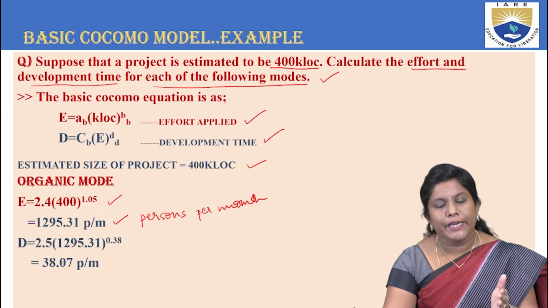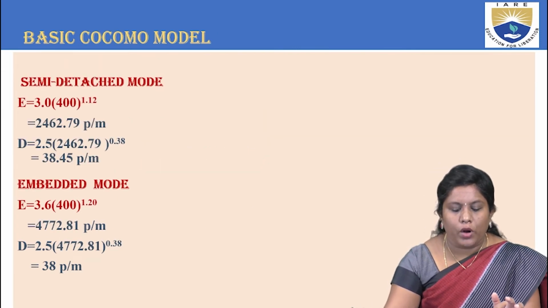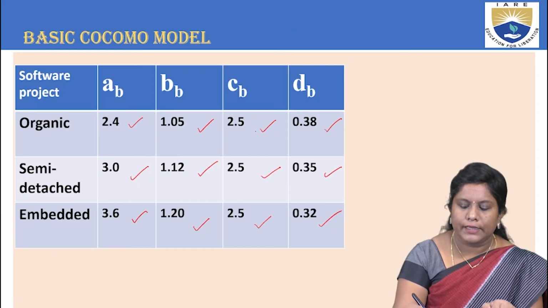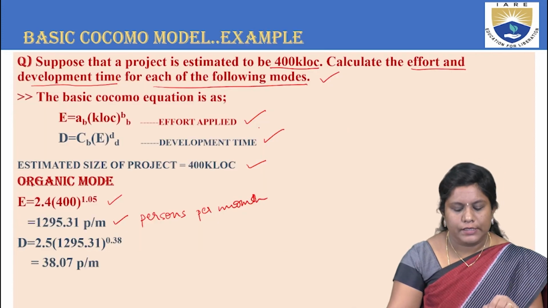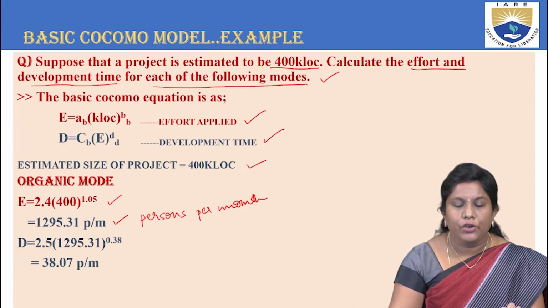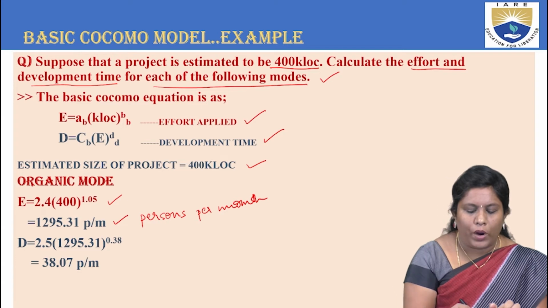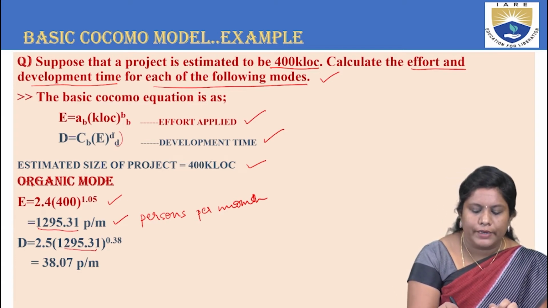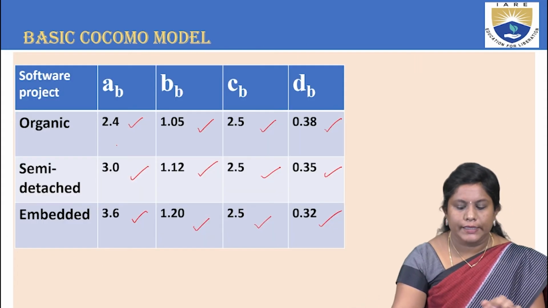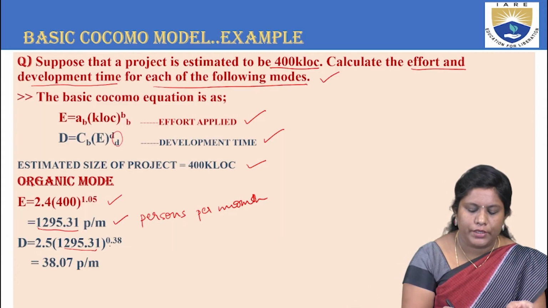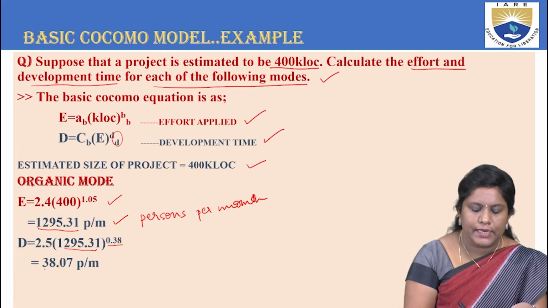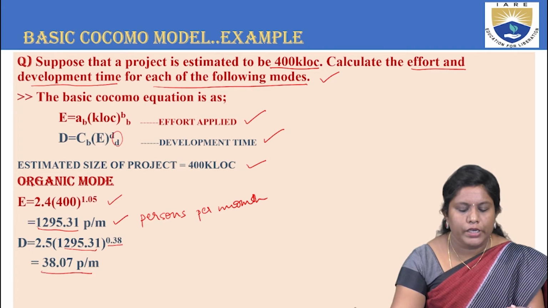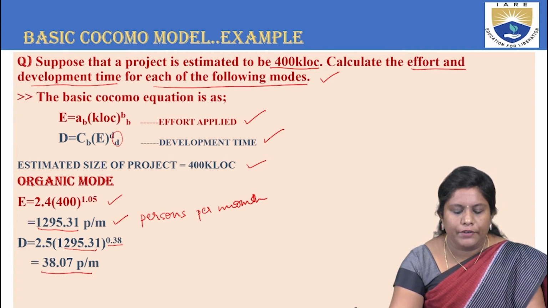Right? Next, same way D equal to CB. So what is CB for the organic mode? That is nothing but 2.5. Substitute 2.5 into the E value we have priorly got here, that is 1295.35, just substitute it here, and to the power of D, that is nothing but 0.38. So I substitute in these values and I will get this as 38.07 persons per month. So here for the organic mode, substitute in the relevant formulas.